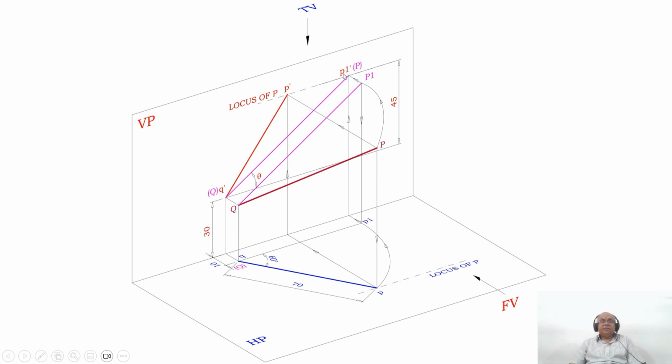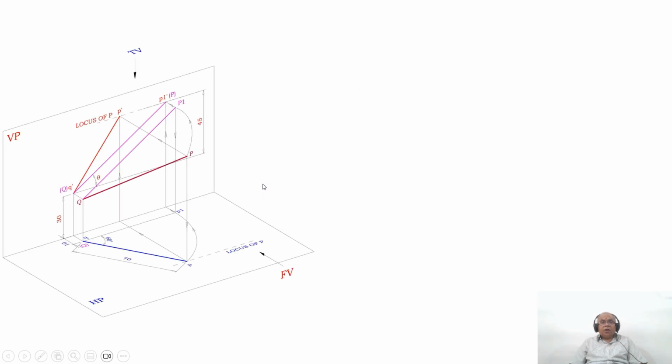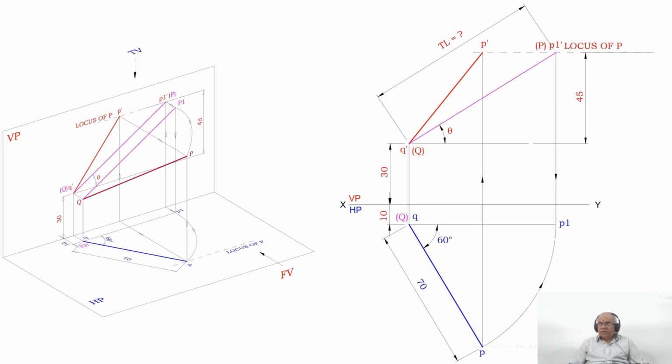So once you get this point, join P1 dash and Q dash, then you are going to get the true inclination with respect to HP, theta. Now how to do that? By using the manual sketch now. How to do that now?